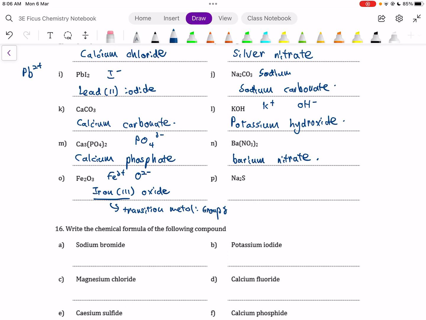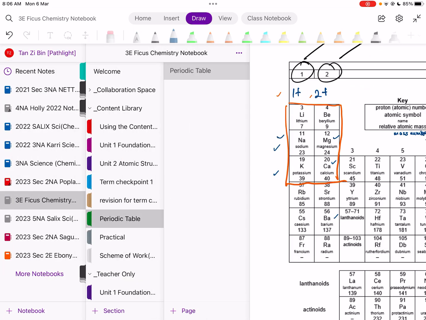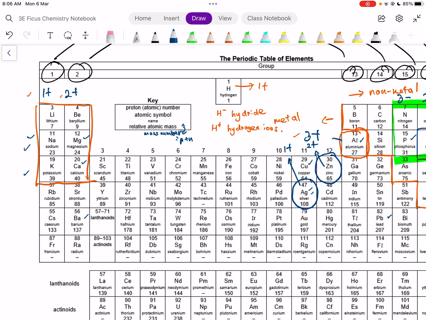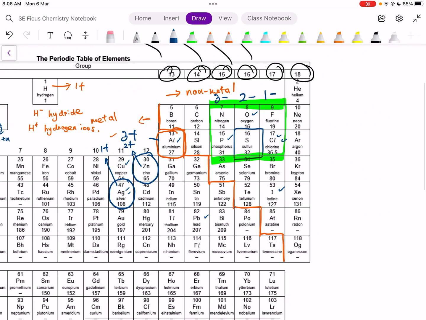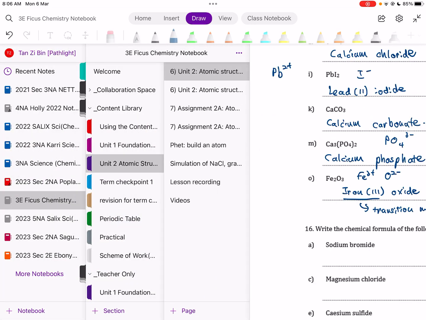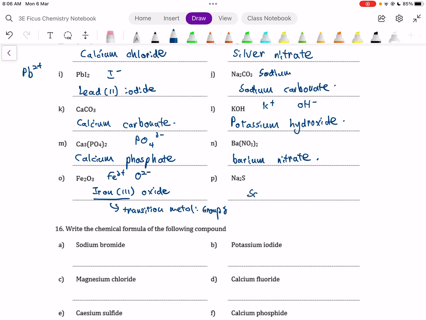Then next one I have Na and S. If you see from the periodic table, sodium sulfide. Not sodium sulfur, please don't write this as sodium sulfur, it's wrong. Change to -ide: sodium sulfide.